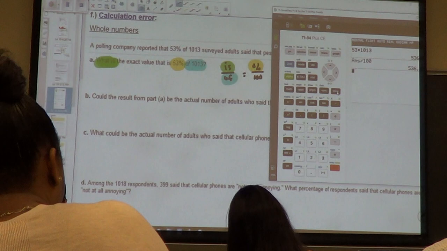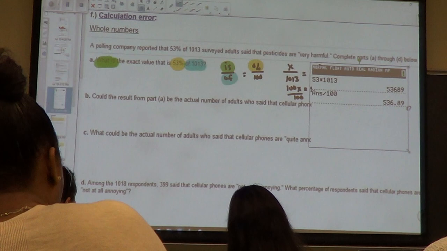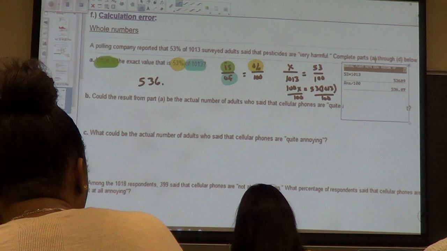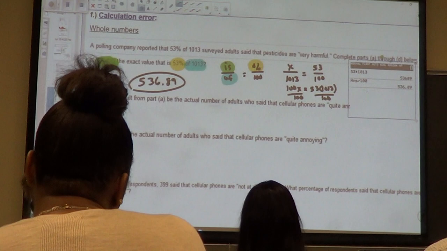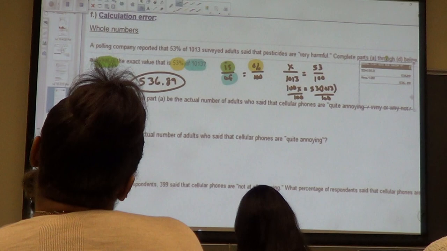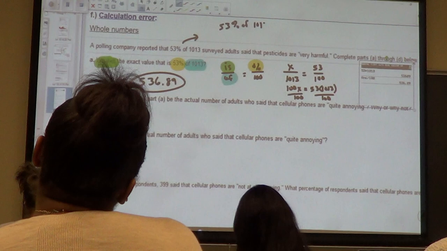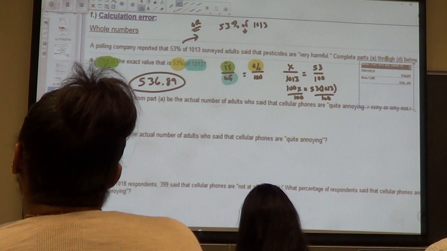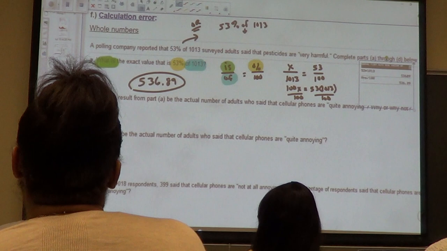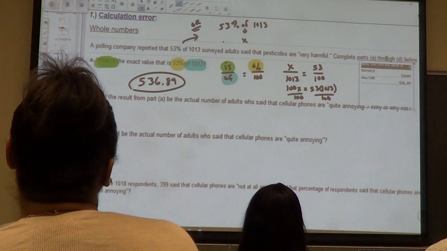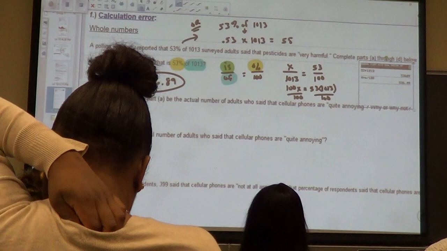So for my first problem, I'm going to get an answer of 536.89. Now, that's not the only way that you could have done this problem. I have other people who do this as what I call a shortcut. The shortcut: 53% of 1013. What does the word of mean in math? Add, subtract, multiply, divide. Well, we'll take multiply. If you move the decimal on the percent and multiply, you get the same thing. That's another way to do it.